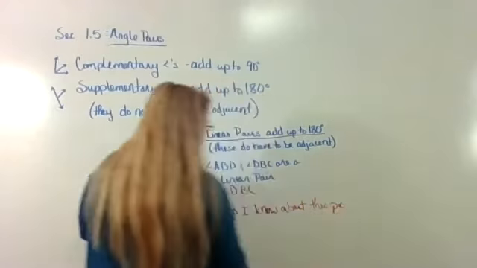Whenever you have two lines that cross, and you have to have two lines that cross in order to get vertical angles, whenever you have that, you don't end up with just one pair of vertical angles. You'll always end up with two pairs of vertical angles. It's going to happen. Two pairs of vertical angles.